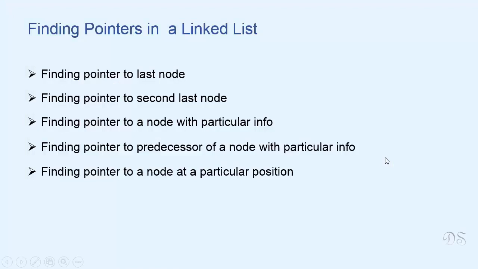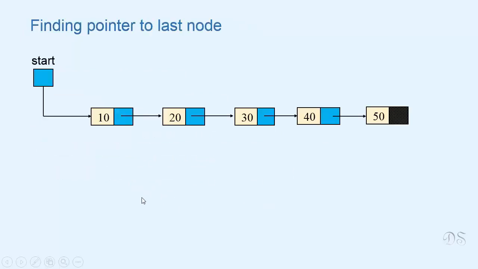Before studying insertion and deletion, let's see how we can move in a linked list and find pointers to some particular nodes. In this video, we'll see how we can find pointer to last node, to second last node, to a node with particular info, to predecessor of a node with particular info, and to a node at a particular position. So first, let's find out pointer to last node.